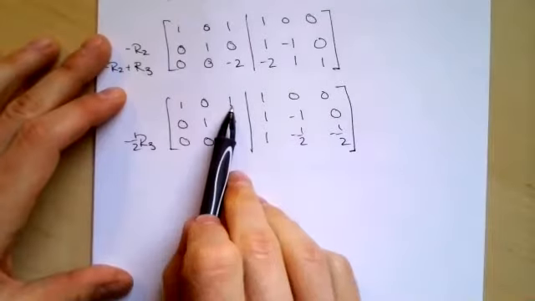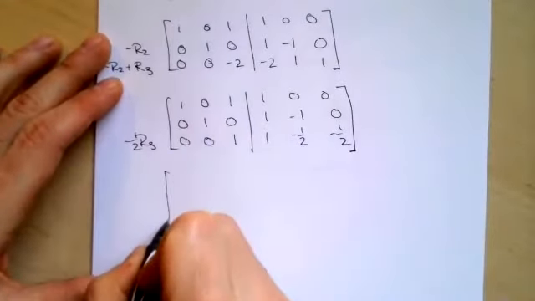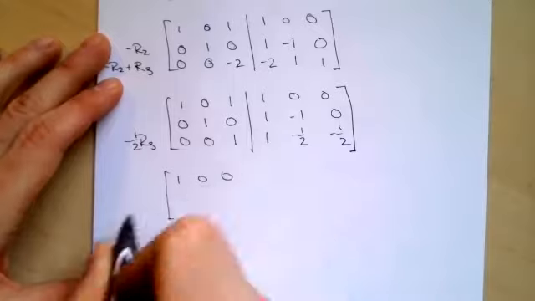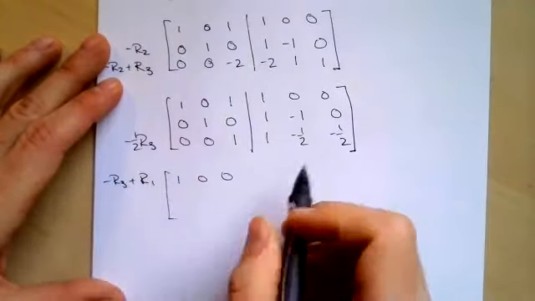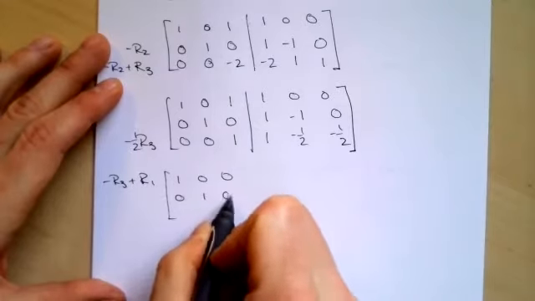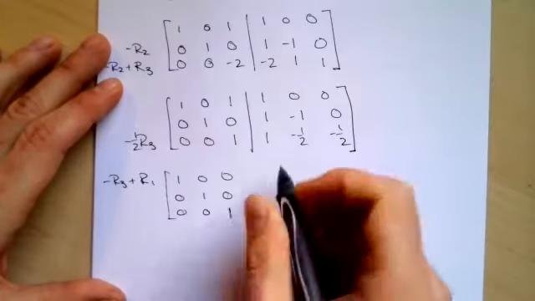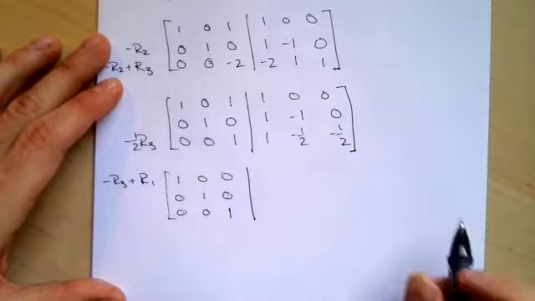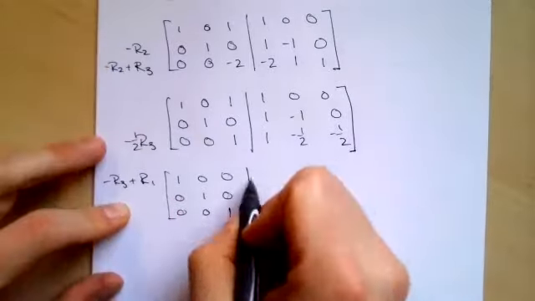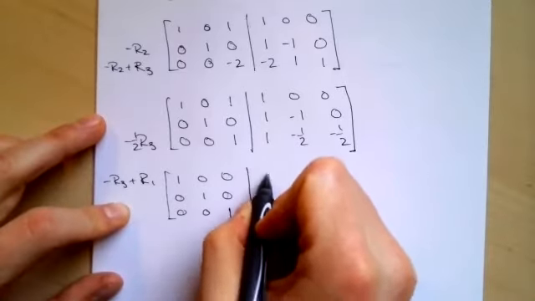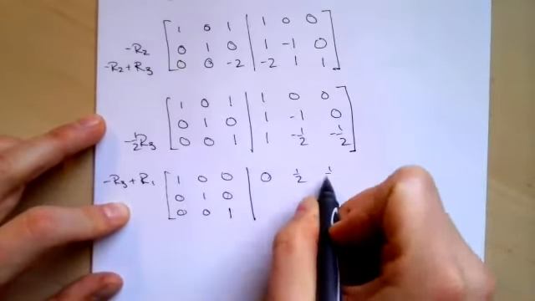And then we need to get rid of that 1 there. And so that's just going to be minus row 3 plus row 1. So we've got our identity there on the left, and then what happens on the right? If we take minus this guy plus row 1, we will have 0, 1/2, and 1/2.